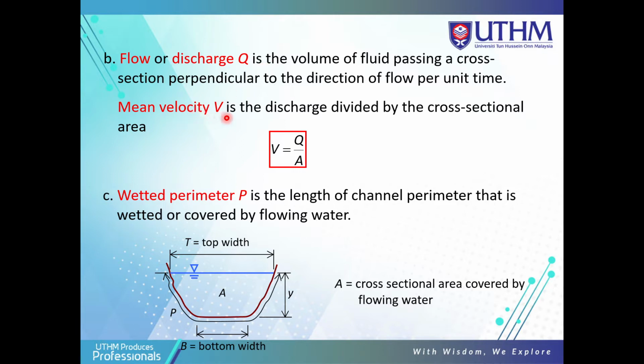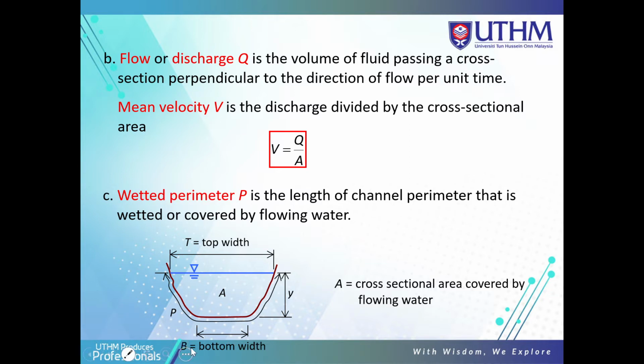Mean velocity V is the discharge divided by the cross-section area. V is equal to Q divided by A, area. Q is the discharge, V is velocity, then A is the area. Wetted perimeter P is the length of the channel perimeter that is wetted or covered by flowing water here. So we have the water here, and this is the wetted perimeter P.